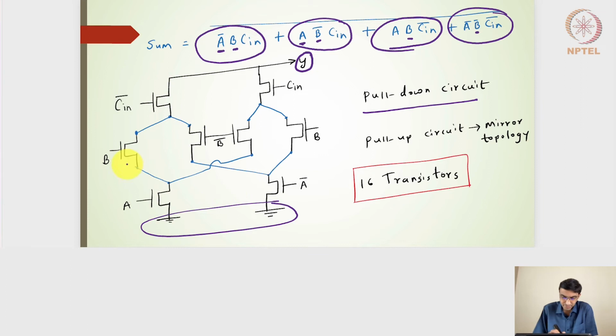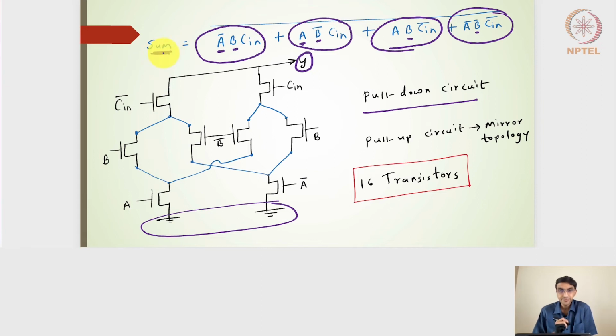And then I will do the similar connections, and the inputs will be similar: A bar, B bar, B, C in bar, C in. I will do the similar connections on the pull up side, and then I'll achieve the same expressions. In fact, I'll get the same expression here. So the sum will be nothing but the bar here, and then these 4 expressions, which will be the output. So if I complete the pull up side, I'll get the Y as nothing but the sum output.